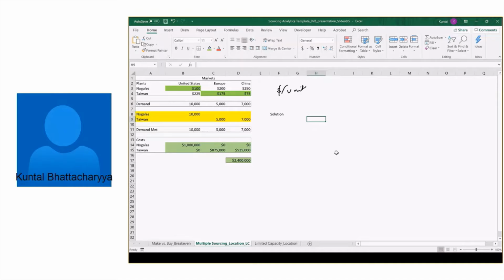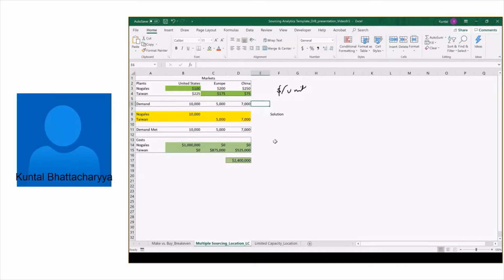That's not reality. The reality is that when I am producing, there is some sort of constraint in the process. So I have some demand constraints here. Okay, the US demands this amount of units. Europe demands this amount of units. China demands this amount of units. And so your overall demand is what? 22,000, right? That's my total demand.